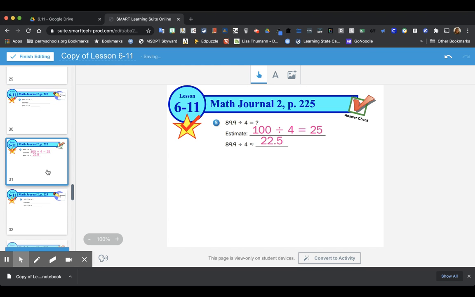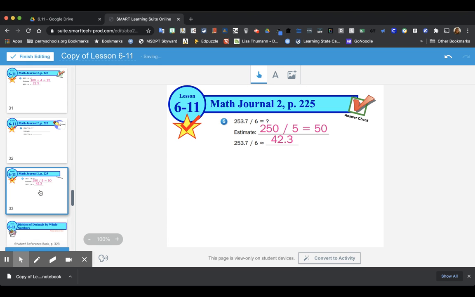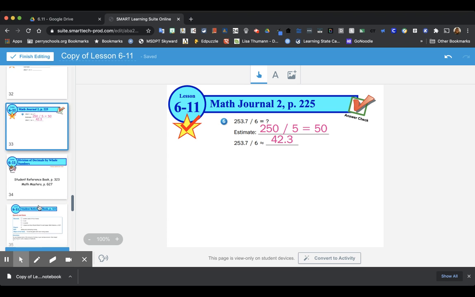Number 5, 89 9/10 divided by 4. You could have rounded that to 100 divided by 4 for an easy estimate of 25, telling us it should be in the tens place, giving us a final answer of 22 5/10. And finally, number 6 was 253 7/10 divided by 6. An easy estimate would be 250 divided by 5 equals 50, with a final answer telling us it should be in the tens place of 42 3/10.